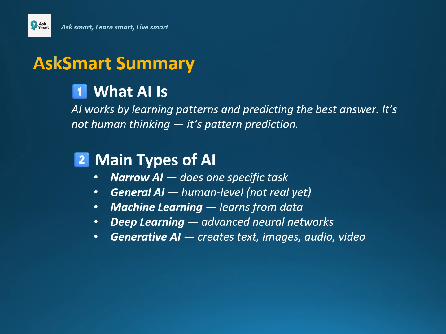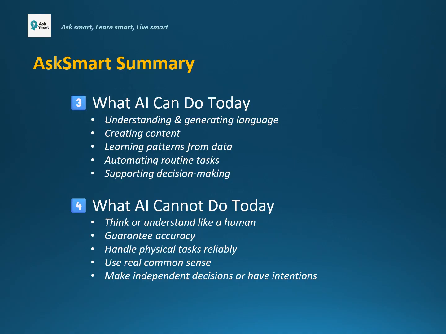Today, we learned that AI is a pattern-learning machine. It doesn't think like a human, but it predicts useful answers from what it learns. We covered the main types of AI, from narrow and machine learning to deep learning and generative AI. We also saw what AI can do today, like language, content creation, and automation, and what it still can't do, such as common sense, physical tasks, and independent decisions.